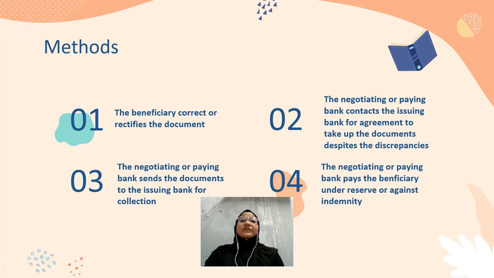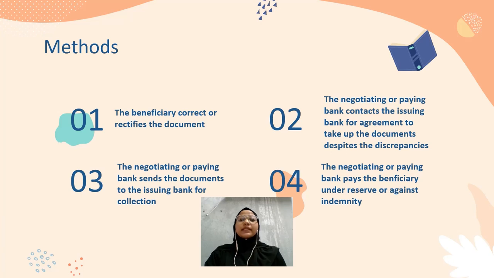For the first method of resolving discrepancies, the beneficiary corrects or rectifies the documents. In this case, if the discrepancies are minor, the beneficiary may take the documents for correction. For example, additional insurance risks are required or one copy of the invoice is short. So the beneficiary may make changes but must ensure that the stipulated documents are subsequently presented to the negotiating bank on or before the expiry date of the credit.